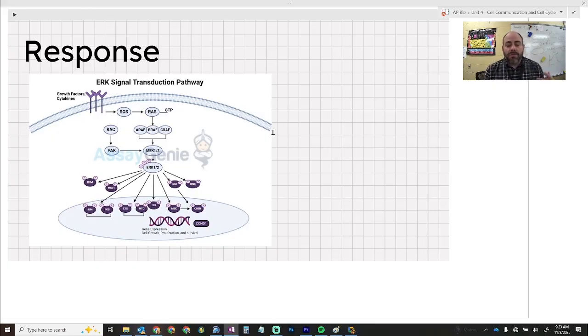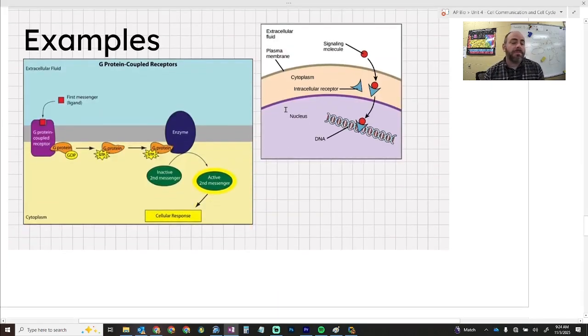But the idea is that the response is at the end of the pathway. A lot of times you'll see this is gene expression, right? Cell growth, proliferation, survival, all part of the ERK signal transduction pathway, of which I have no idea what any of this stuff stands for, right? But you can sort of walk through and at least understand the pathway without knowing what SOS and RAS and any of that stuff is. Let's look at some examples.